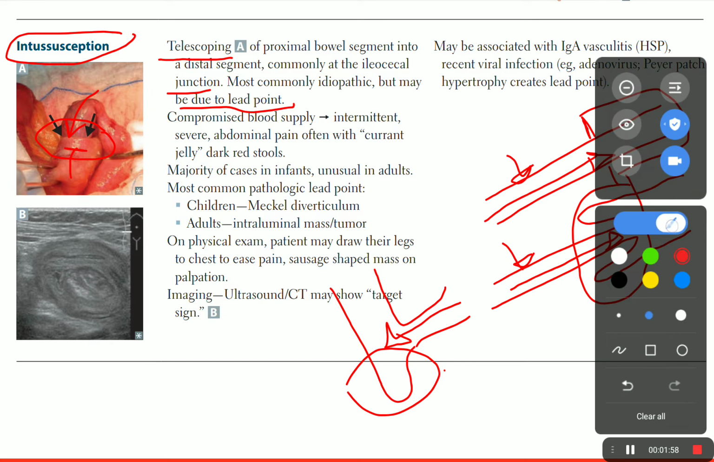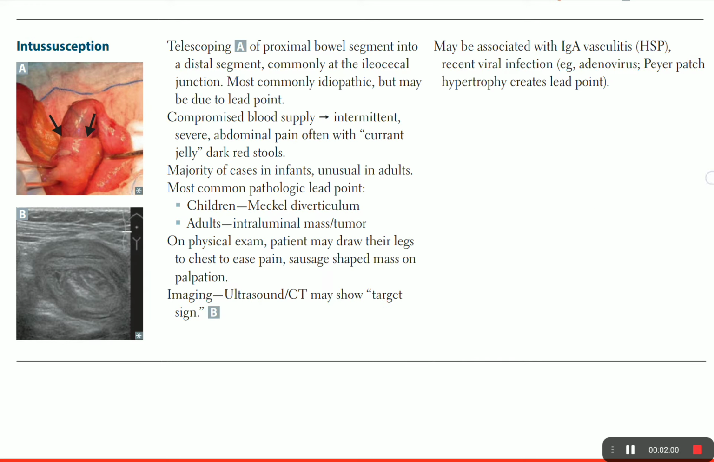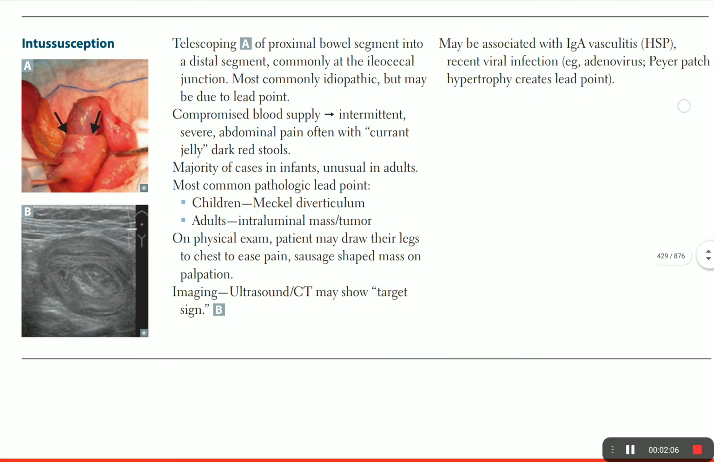So let's talk about the other causes, or the other lead points, of intussusception. Also we may have a Meckel's diverticulum and a mass or tumor. So if we find somebody with intussusception, we have to rule out Meckel's diverticulum and tumors as a cause.